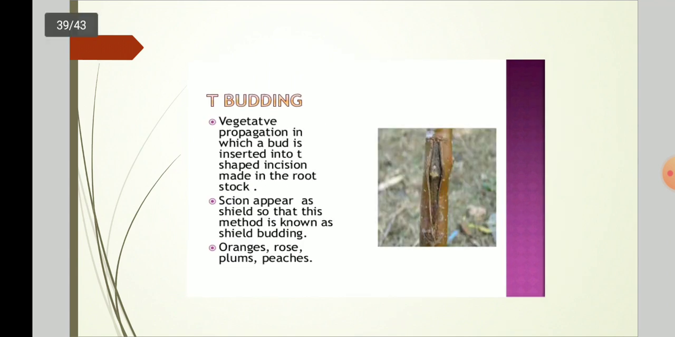T budding is vegetative propagation in which a bud is inserted into a T-shaped incision made in the rootstock. The scion appears as a shield, so this method is also known as shield budding. The plants in which T budding is done are oranges, rose, plums, peaches, etc.